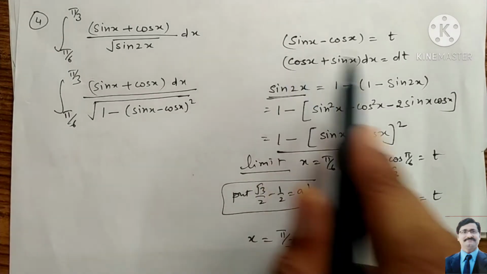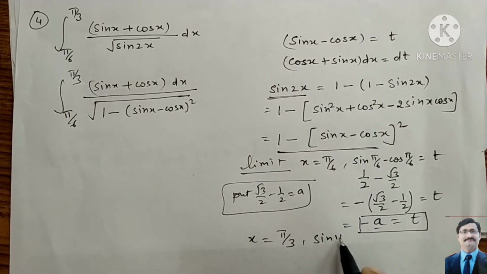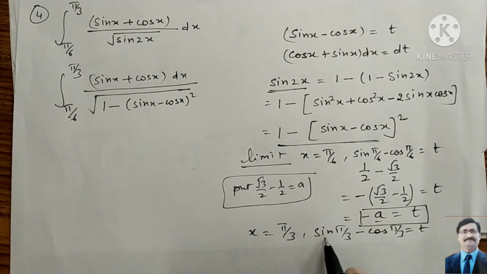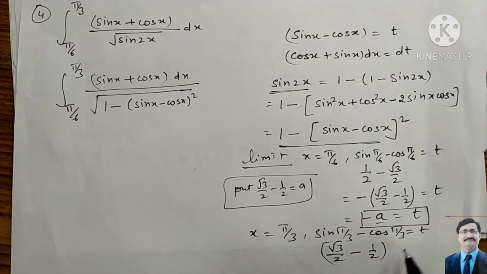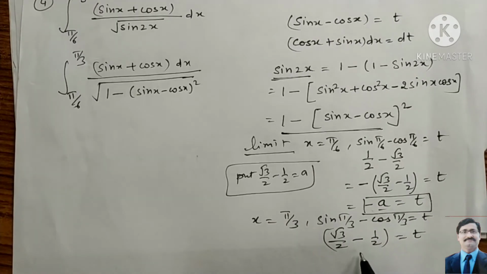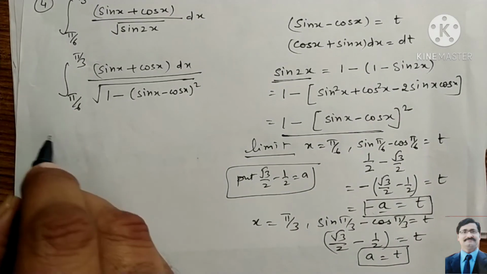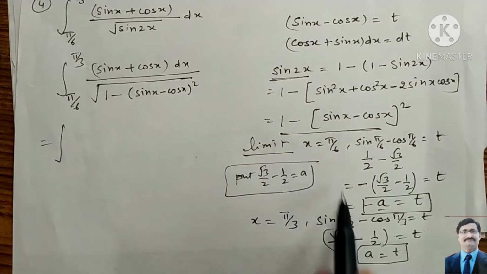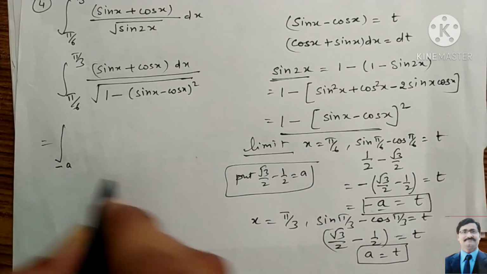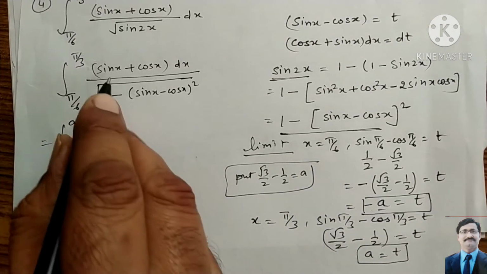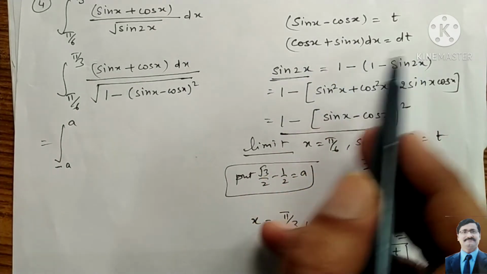So if we put π/3, we get sin π/3 − cos π/3, and this is equal to t. Sin π/3 means √3/2, and minus 1/2, and this is t, which we already supposed to be a. Okay, so look here, the limit is changed. For π/6 we get −a, and for π/3 we get a, and sin x + cos x dx equals dt.